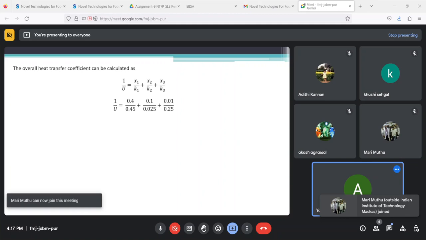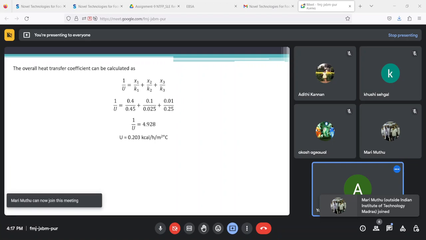So this is how you calculate the overall heat transfer coefficient combined for all the layers. So with this, when you simplify this, you get 1 by U is equal to 4.928. So U is equal to 0.203 kilocal per hour per meter square degree Celsius. So the units of U and K are different. So kindly note that. For K it is just meter degree Celsius. For U it is meter square degree Celsius.